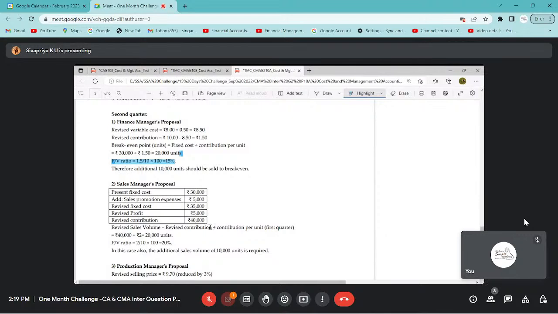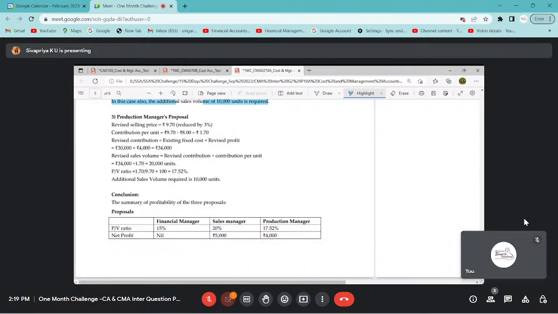And for the sales manager's proposal, the profit calculated is for 5,000 additional units. PV ratio is 20%. For this, the additional sales to be made is 10,000. The third is the production manager. If you accept his proposal, you get a PV ratio of 17.52. And the additional sales volume will be 10,000, as well as a profit. The profit in this case is: the revised sales is 20,000 units, contribution is 34, and the profit is 4,000 units.